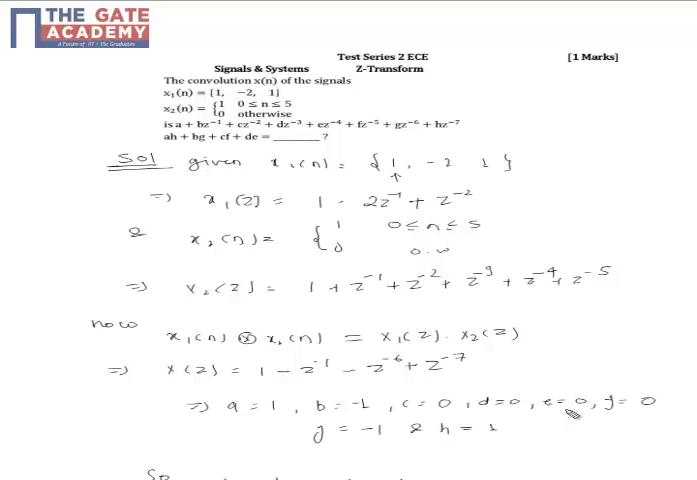Hello everyone. In this question we have to find out the convolution of two signals x1[n] and x2[n] as defined in our question here.